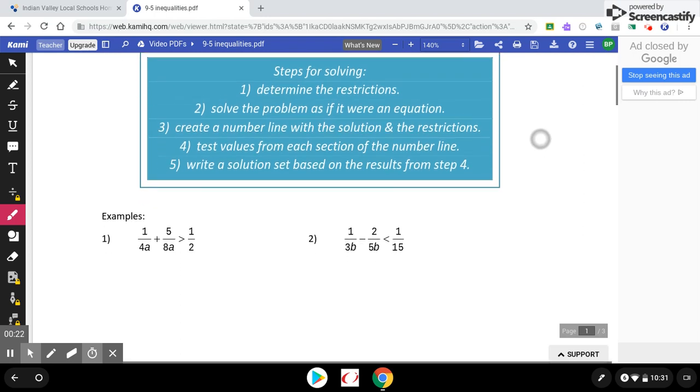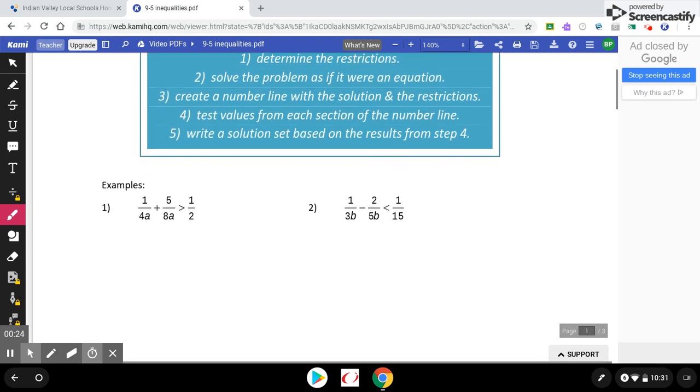So let me scooch this up so we can see that first problem. All right, number one, right off the bat, I would recommend doing this first no matter what, so you don't forget. We have talked about restrictions. Restrictions are the number or numbers that you may not use in a problem based on the denominator. We can't have 0 in the denominator. So I see an a right down here. I see an a right down there.